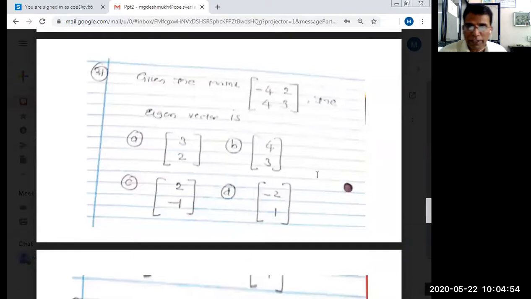Please do it. Take your time, 2 to 3 minutes. Find its eigenvalue. One of the eigenvectors is. What is its eigenvector? Please find it. This is a lengthy one. Take your time and solve it, and put the answer in the chat box.